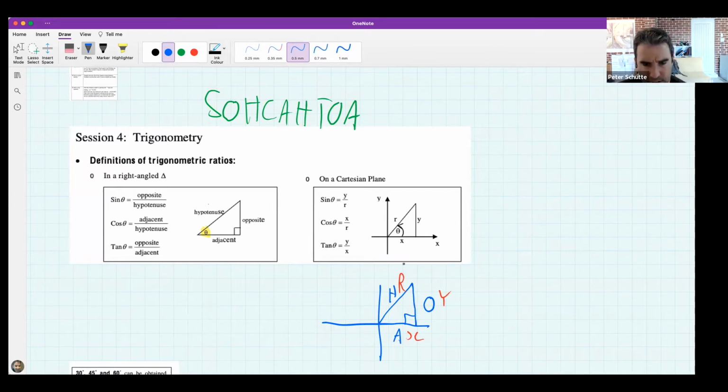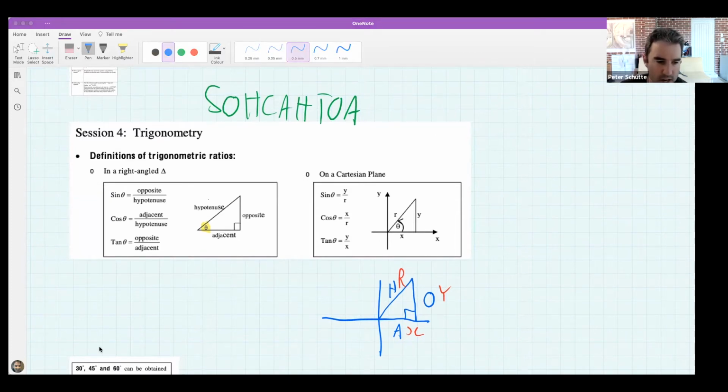Give me a thumbs up if that broadly makes sense, or if there's a question about that content, let me know now. Does anybody want to clarify anything about that idea?